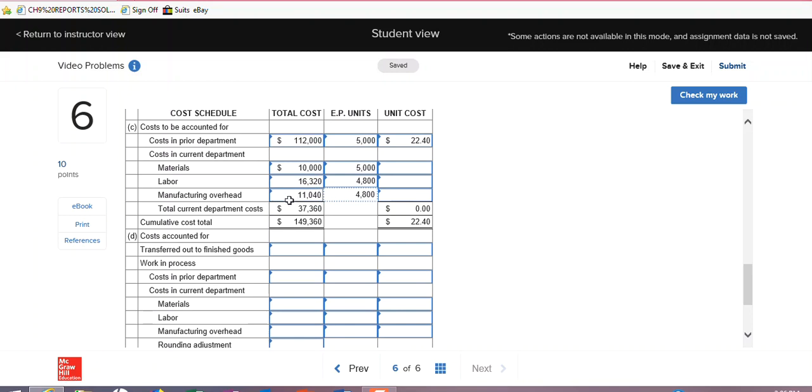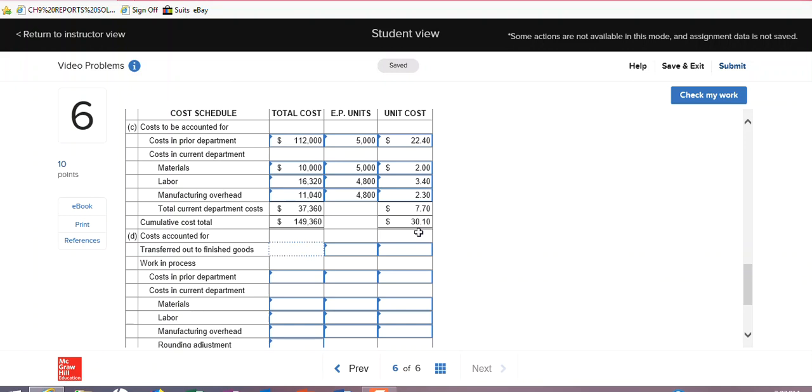So you know, if you pay 10,000 total for materials and that made 5,000 units, then each unit cost you $2. So you're just dividing the amount by the number and getting a unit price. So this one was $3.40. Then $11,040 divided by 4,800 is $2.30.